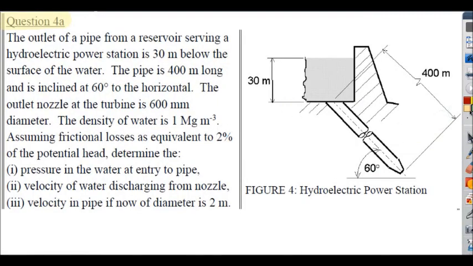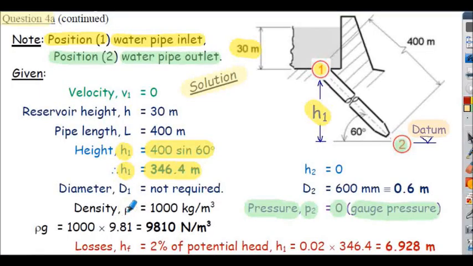Notice in the question, the density of water is given as 1 megagram per meter cubed. 1 megagram per meter cubed is actually a mass density of 1000 kilograms per meter cubed. I've also calculated the weight density shown here. And in the question, we're informed that the losses, denoted as HF, equate to 2% of the potential head. Potential head, of course, is H1. So the calculation is 0.02, that's the 2%, multiplied by H1 shown above. So the loss in terms of head is 6.928 meters.